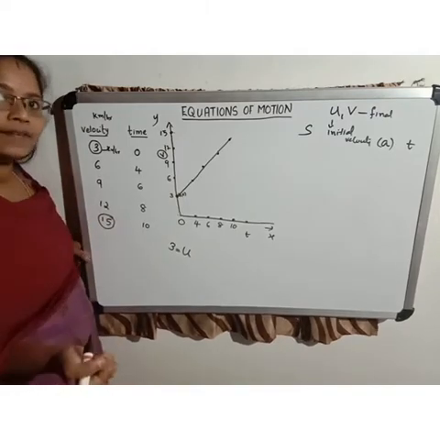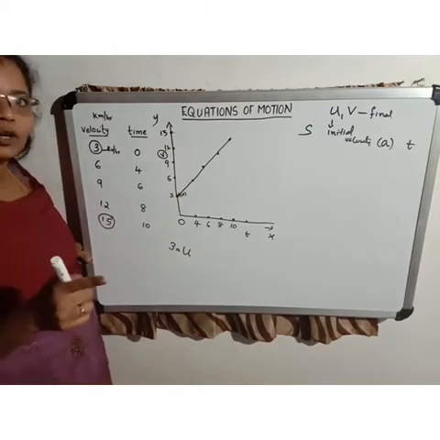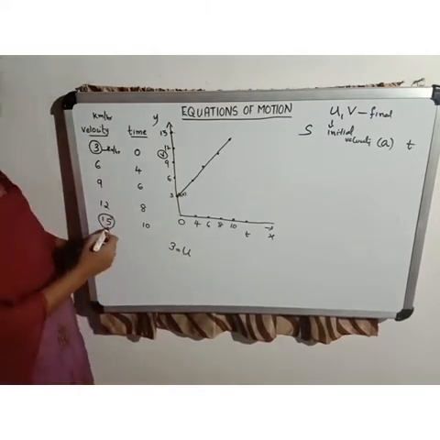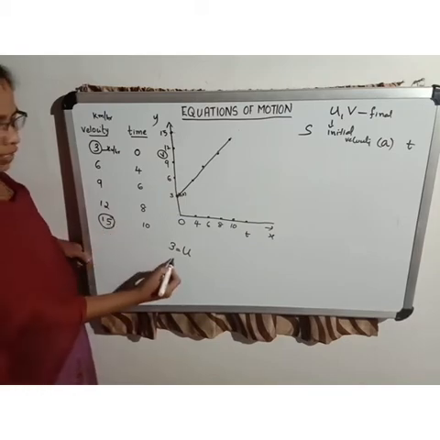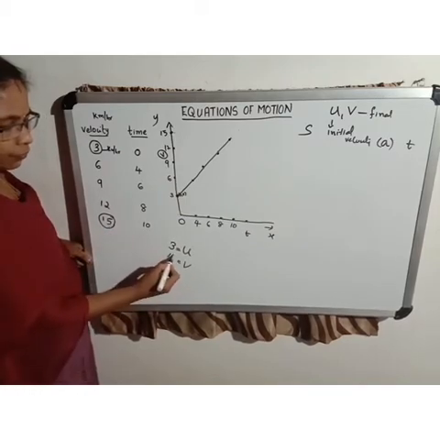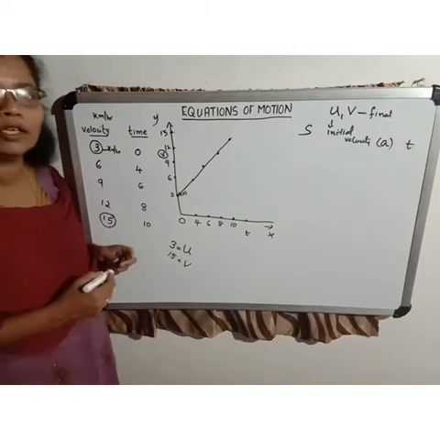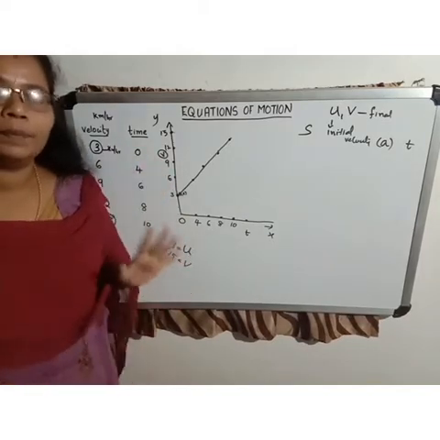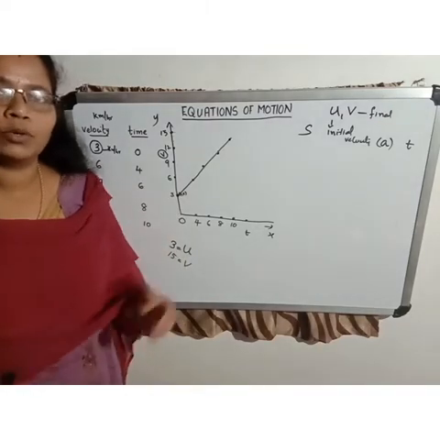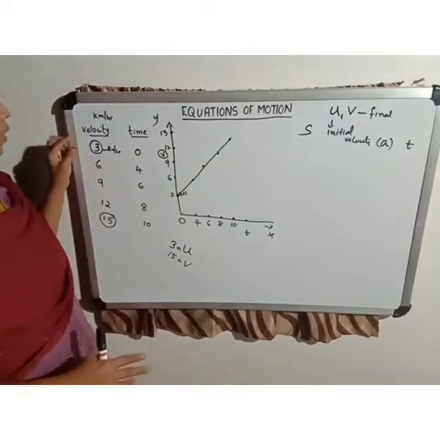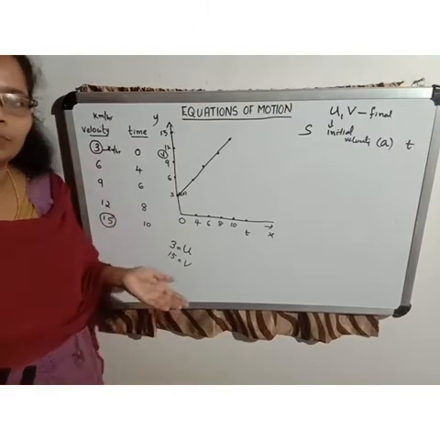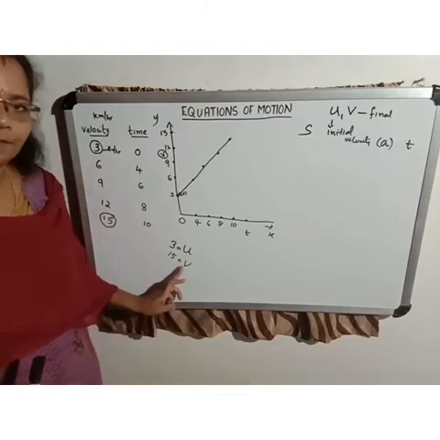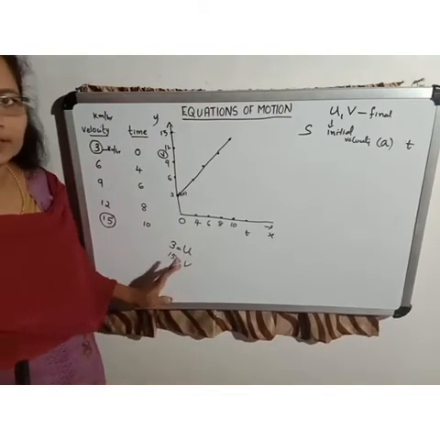Now what's the final velocity of the body? At the end of the motion, the body is possessing a velocity of 15. So final velocity is 15. So it's clear, the U and V terms. First velocity, at the starting point of a motion, what's the velocity of a body? That is what? U. At the end of a motion, what's the velocity of the body? That is V. So U, V, it's clear.